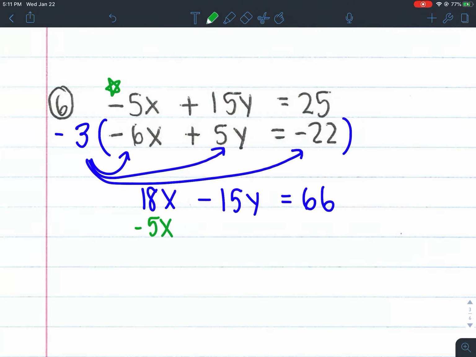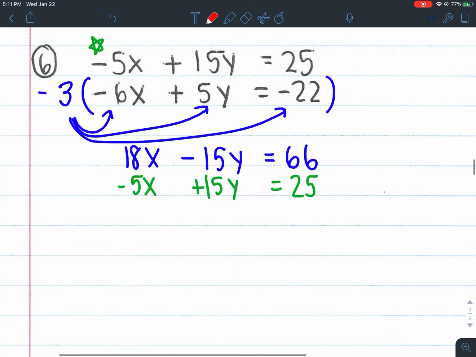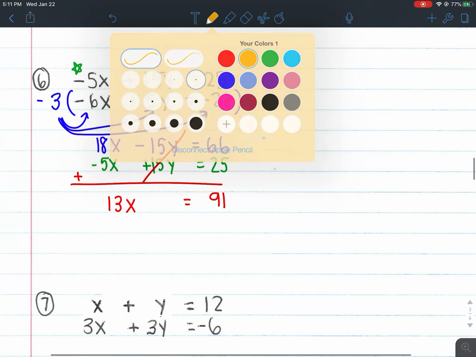And then the first equation I'm just going to write down. Make sure you always copy it exactly as is so you don't make a mistake. And then before you actually add, check to see if you can eliminate something. And in this case, I can. I can get rid of my y's. So 18x plus negative 5x is 13x. Negative 15y plus 15y is 0, cancels, equals 66 plus 25, which is 91.